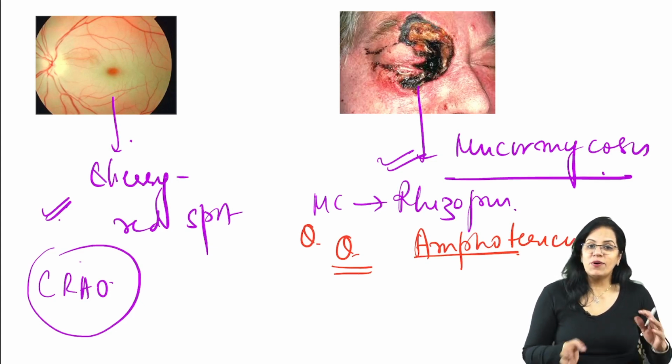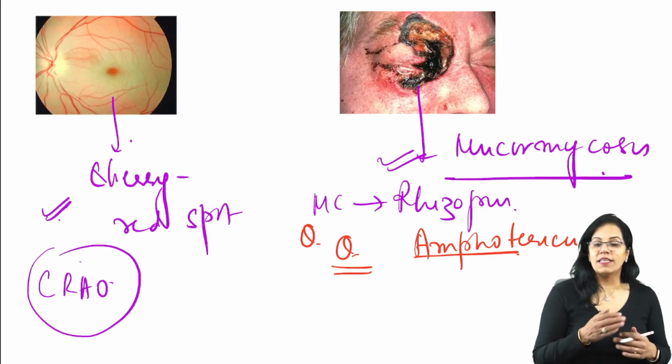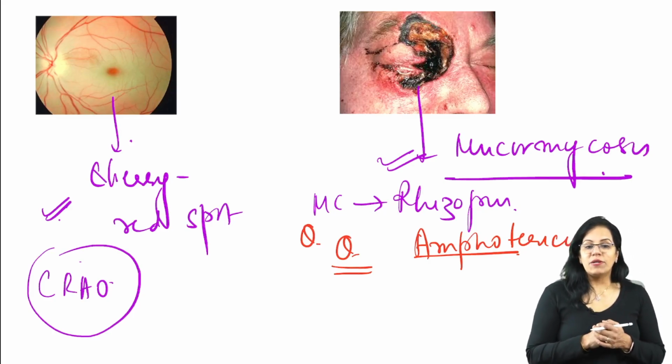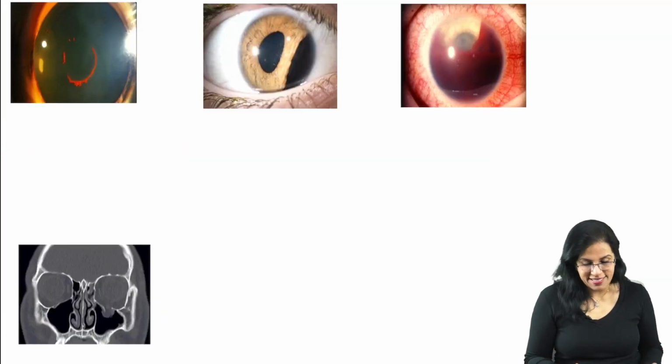Okay? And I hope you are very clear. This black fungus, it's not the fungus which is black, but it is mainly the necrosis of the tissue, right? Because it is very angio-invasive. Okay? Okay, we come to the next slide.